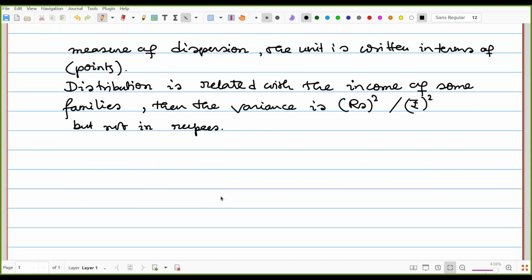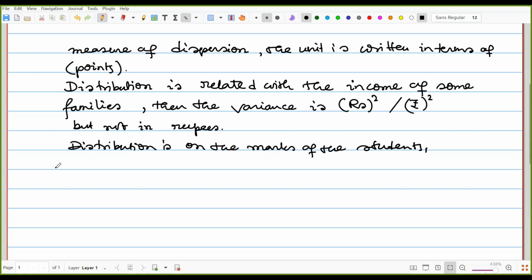Suppose another distribution is based on the marks of the students. So the variance must be with the unit in marks square, not in marks.